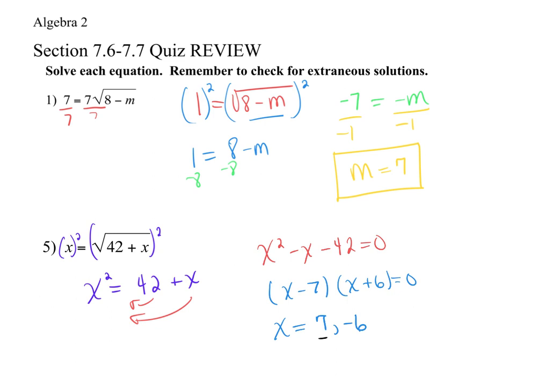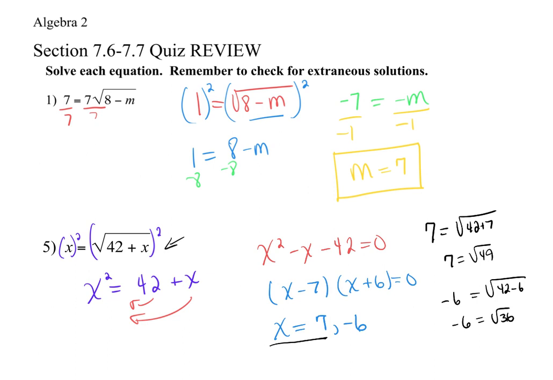So I'm going to plug in my 7 back to my original equation. That is 7 equals the square root of 42 plus 7. 7 equals the square root of 49. That is true. 7 is an answer, all right? Then I'm going to plug in negative 6. Negative 6 equals the square root of 42 minus 6. Negative 6 equals the square root of 36. We are talking about all numbers here. The square root of 36 is 6. There is no variable involved in this, okay? So this is actually an extraneous solution. My only answer here is x equals 7.